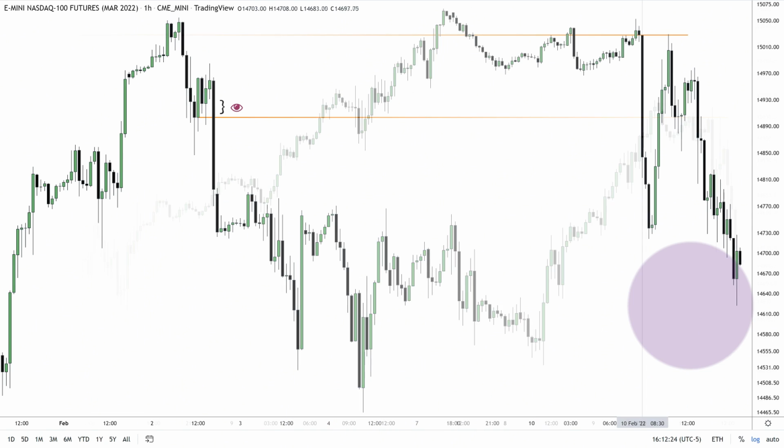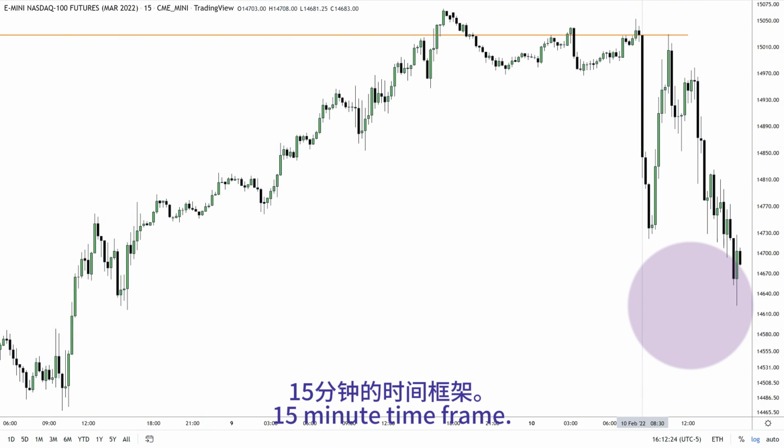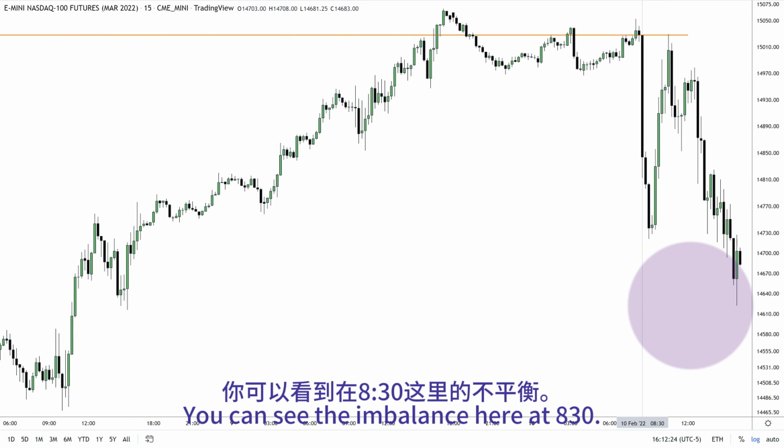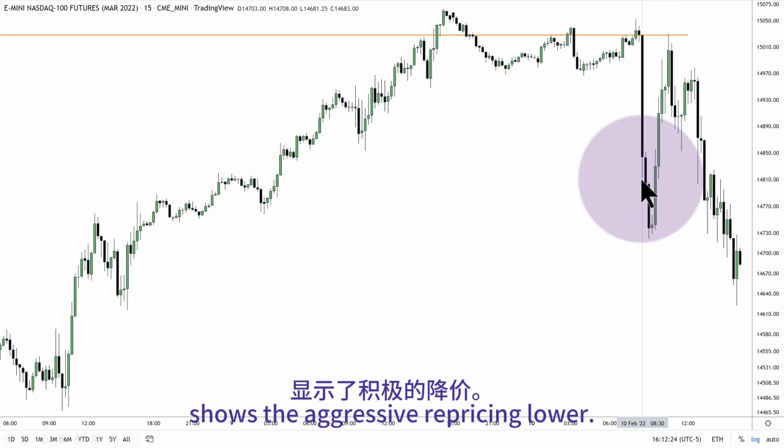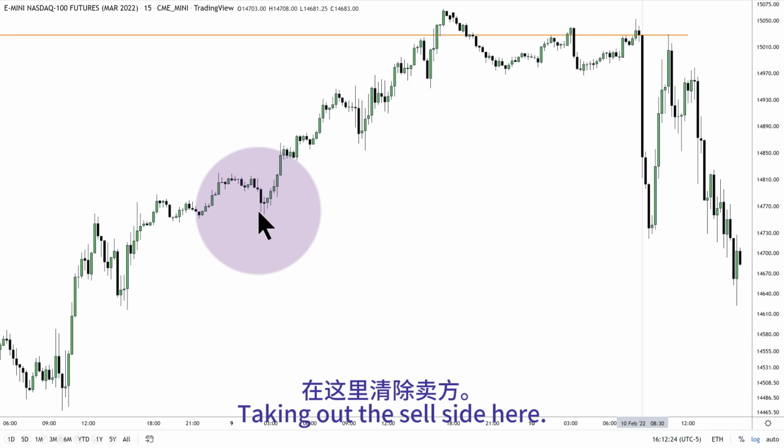15-minute time frame, NASDAQ. You can see the imbalance here at 8:30. The news shows the aggressive repricing lower, taking out sell side here.